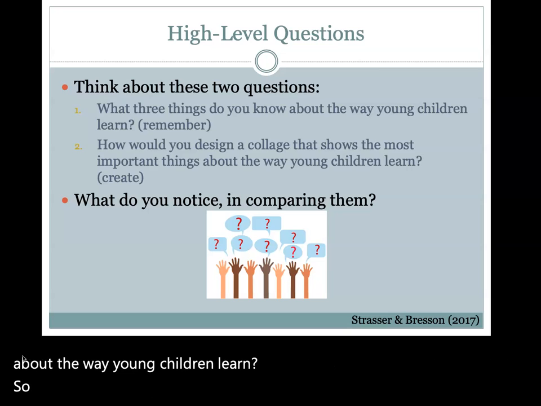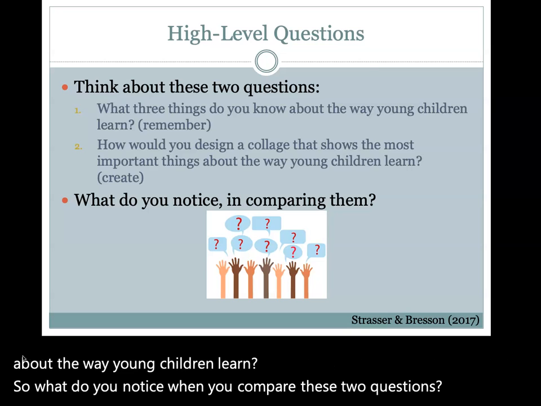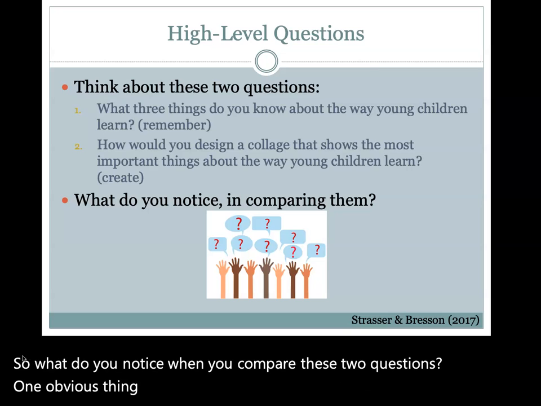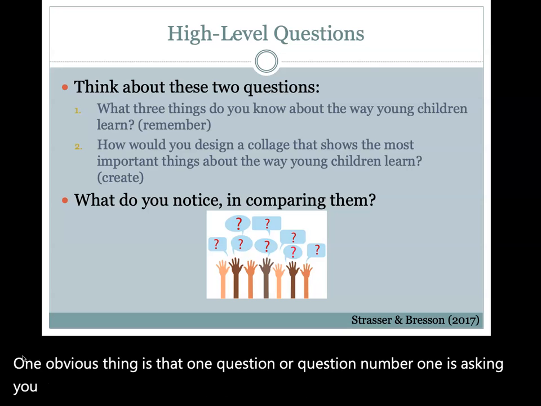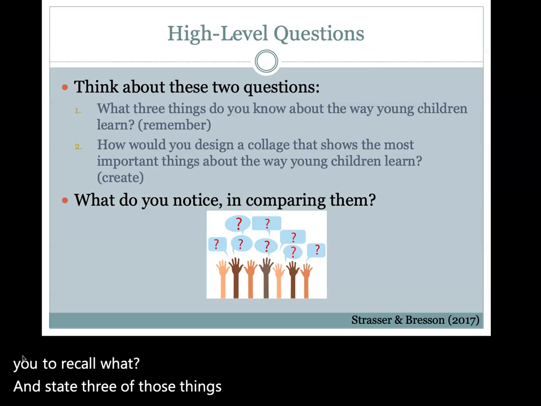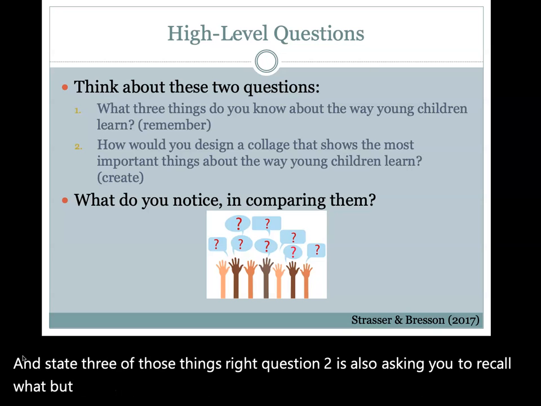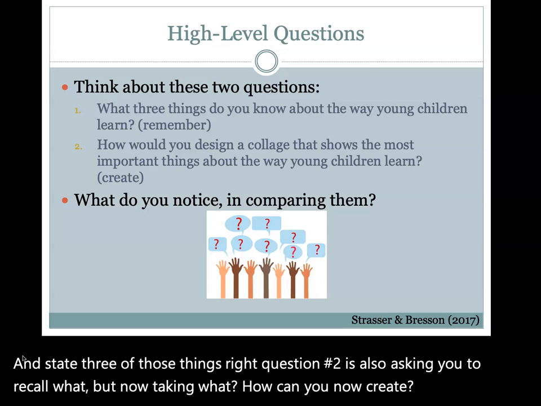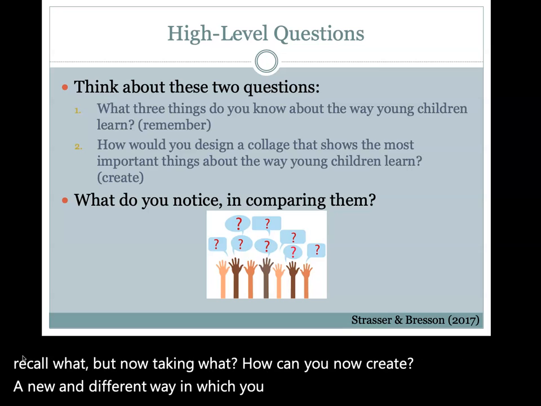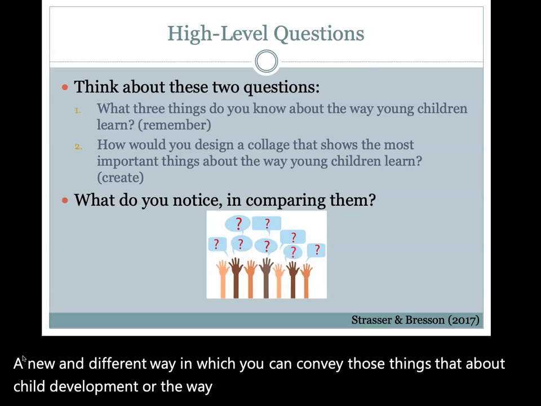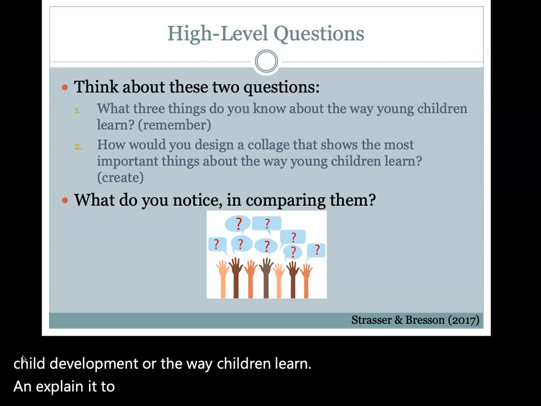So what do you notice when you compare these two questions? One obvious thing is that question number 1 is asking you to recall what you know and state 3 of those things. Question number 2 is also asking you to recall what you know, but now taking what you know, how can you create a new and different way in which you can convey those things that you know about child development or the way children learn and explain it to someone else or present it to someone else?